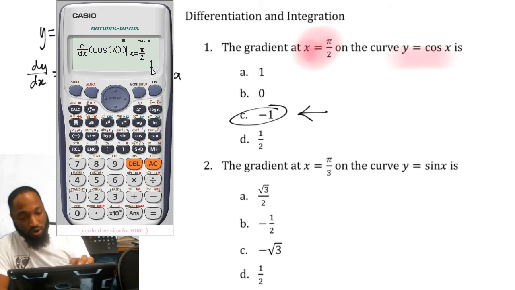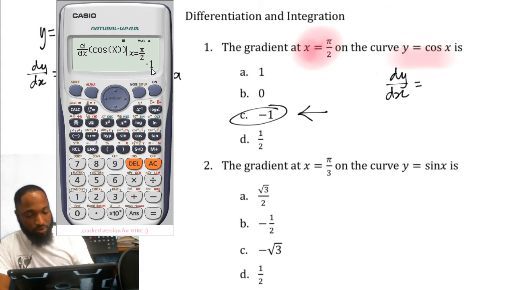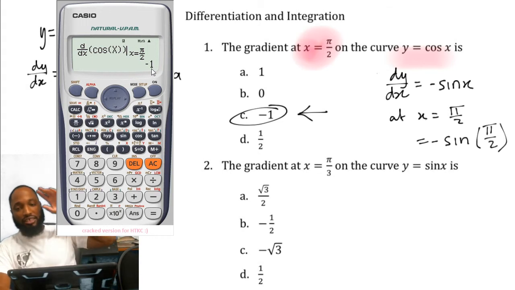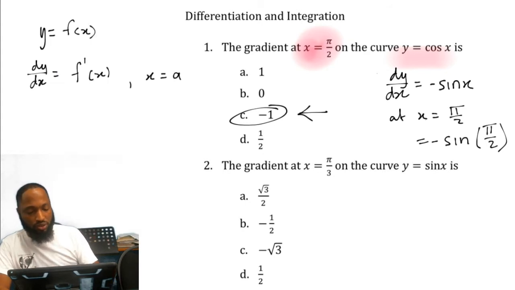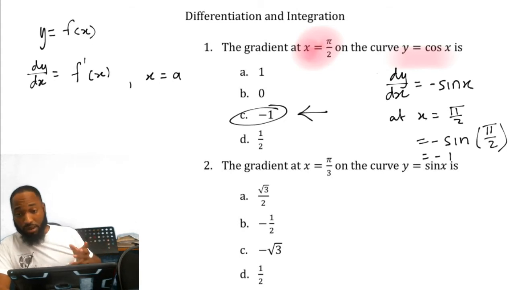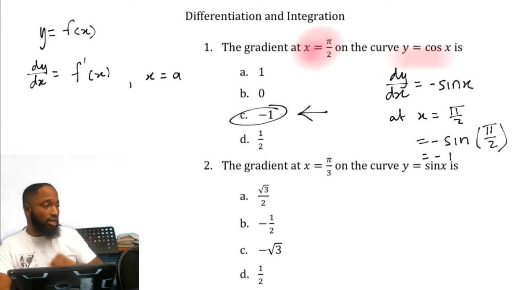But even if you didn't know how to do that, what you will do is write dy dx would be equal to negative sine x. And then what we're trying to find is the gradient at pi on 2. So you're going to substitute x is equal to pi on 2 now, minus sine of pi on 2. And everybody knows that sine of 90 degrees is 1. Pi on 2 stands for 90 degrees, right? Sine of pi on 2 is 1, so this is equal to negative 1. So you could do it manually, or you could do it on your calculator and look like a boss.